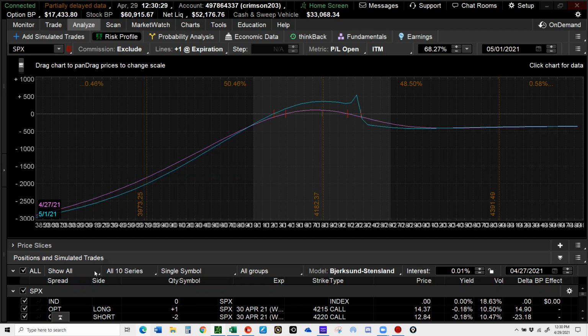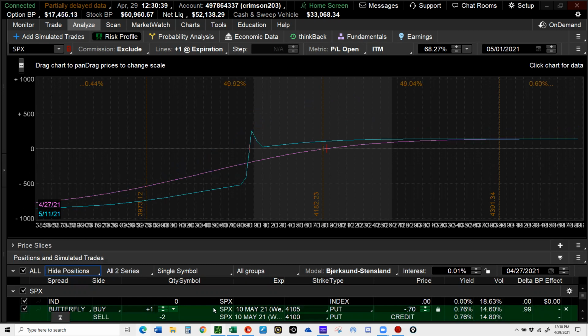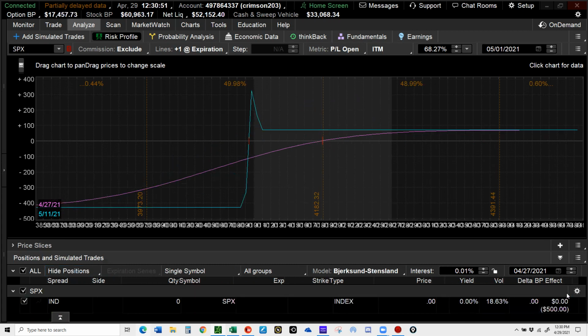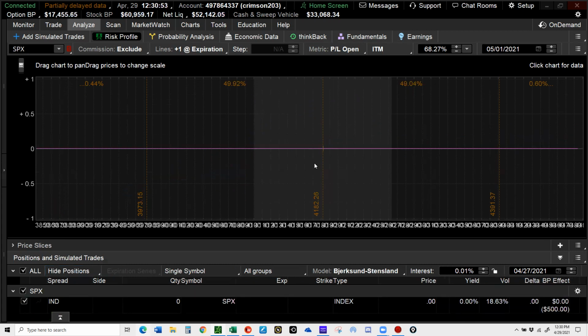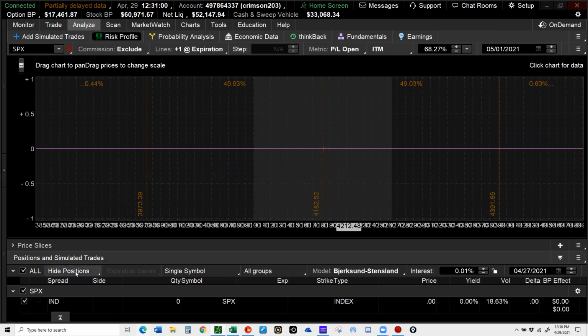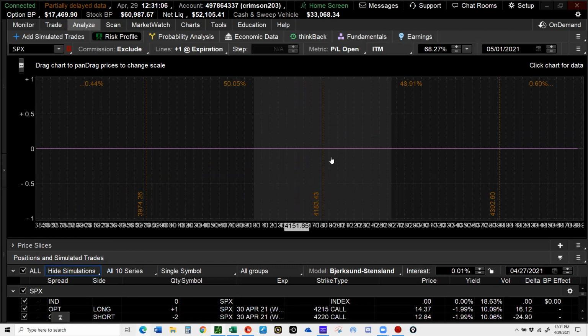let's see, if we show hide positions, what does this look like? Hide positions. Make sure we got no simulations in there. Yeah, let's get rid of all these simulations. Hide positions. Everybody, when it's flat, you know that all your simulations have gone. So now we'll say hide simulations. Let's just look at what we've got on here with a broken wing butterfly.